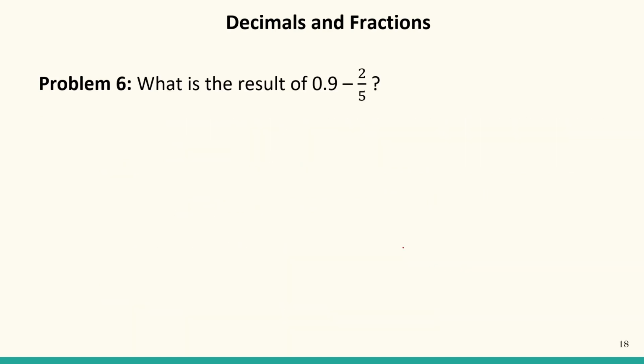Okay, let's see problem number 6. What it tells us to evaluate is we need to find 0.9 minus 2 by 5. So 0.9 minus 2 by 5. Okay, so let's solve it first by method 1, that is converting fraction into decimal.